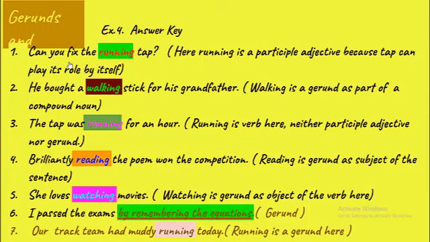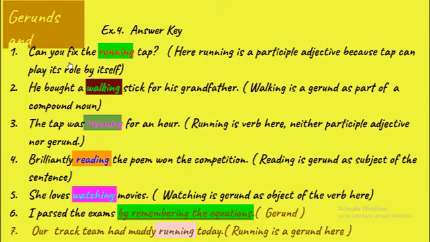He bought a walking stick for his grandfather. Walking is a gerund as part of a compound noun. The tap was running for an hour. Running is a verb here, neither a participle nor a gerund. Brilliantly reading the poem was the competition. Reading is a gerund as subject of the sentence. He loves watching movies. Watching is being used as a gerund of the verb here. I passed the exams by remembering the questions. Gerund. Our track team had buddy running today. And you can see running is a gerund here again. Did you catch that? All the ing forms of verbs and their functions.